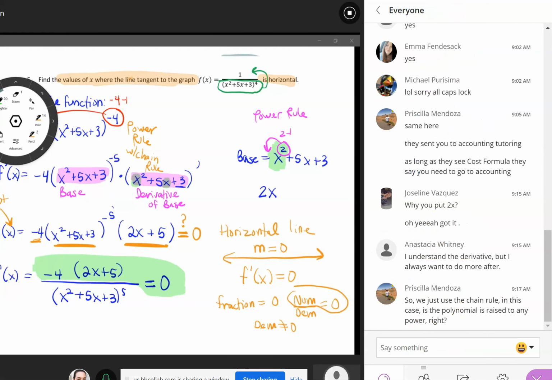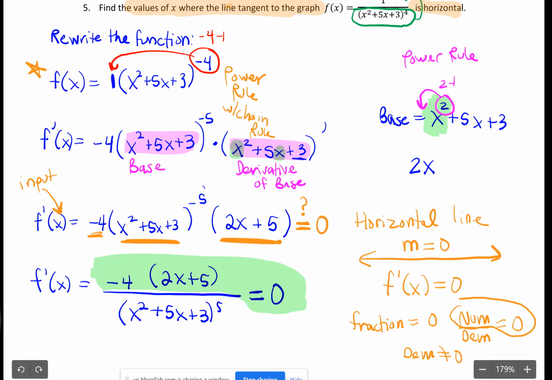And there was a question over here. Let me see real quick. Priscilla asks, so we just use the chain rule in this case? Yes. Anytime, well, it doesn't have to be a polynomial, Priscilla. Anytime you have a function in the base and it's being raised to a power. When you look at your function, if the input is going to a base and there's a constant exponent, that's when you know you're going to do power rule.